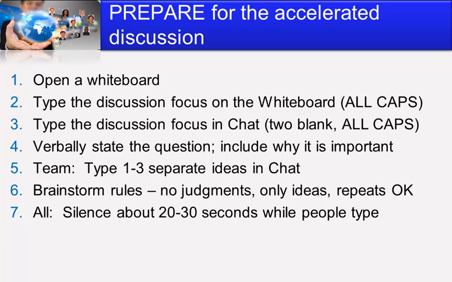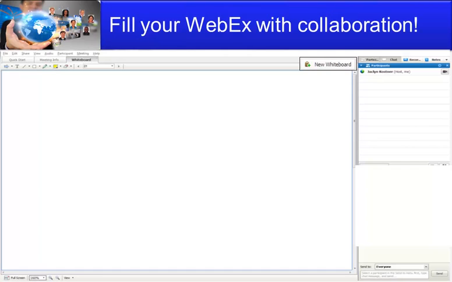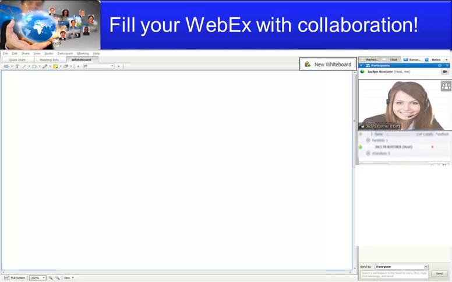Then you're also going to make sure that the group is silent for about 20 to 30 seconds while they do brainstorm. 30 seconds is kind of a long time for an accelerated brainstorming session, but wait for the text to slow down. And let's take a look at what that looks like.